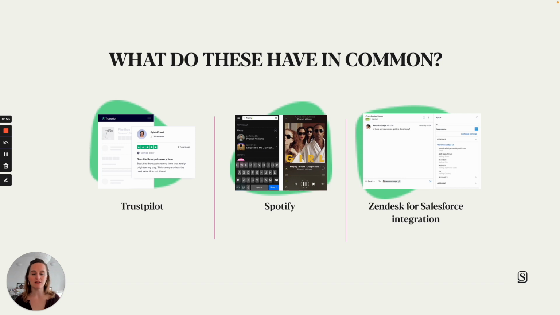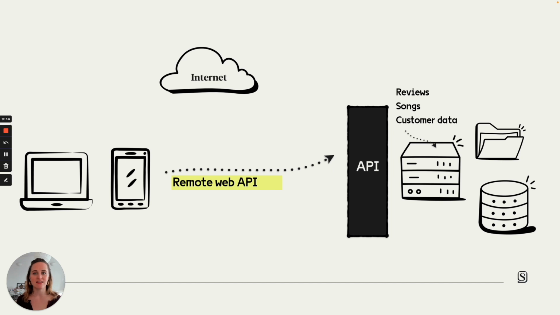You click the post button on Trustpilot to submit a review. You stream a song on Spotify to your smartphone, and the customer support software Zendesk syncs with related customer data in Salesforce CRM. Now, these also use APIs to do what they do, but these APIs work via the web. More specifically, these 3 actions use remote web APIs. Remote, since the resources, reviews, songs, customer data, are located outside of the software application or device that is calling on them, and web, since the APIs are accessed, well, on the web.